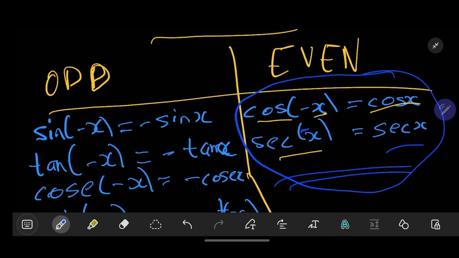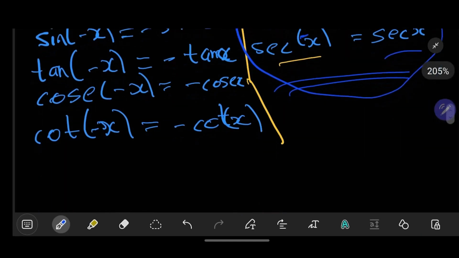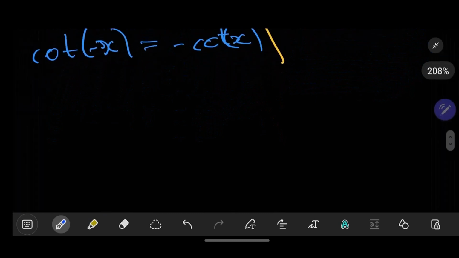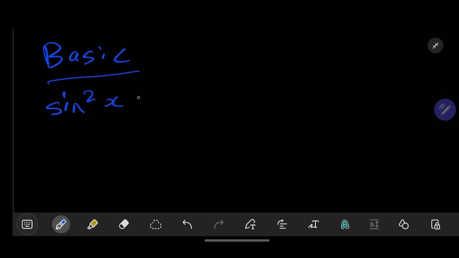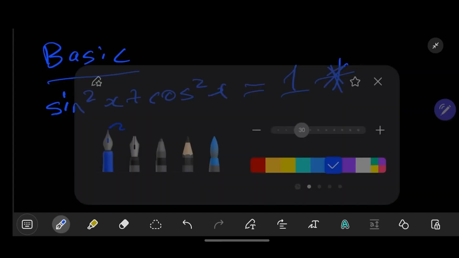I'm then going to move on to the basic trig function, and I think everyone knows this one. Your basic one here is, we know that sine squared of x plus cos squared of x is equal to 1. Okay, so this is the basic one to remember. You can actually derive all the other functions from here, and I'm going to show you that now.